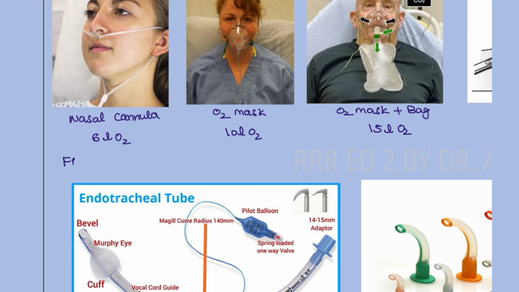And how about the FiO2? How much can we achieve? For the nasal cannula, the FiO2 can be 0.24 to 0.45. Coming to the O2 mask, the FiO2 will be somewhat increased, 0.44 to 0.60, and the bag can increase it even more, 0.60 to 0.90, in the rebreathing mask.